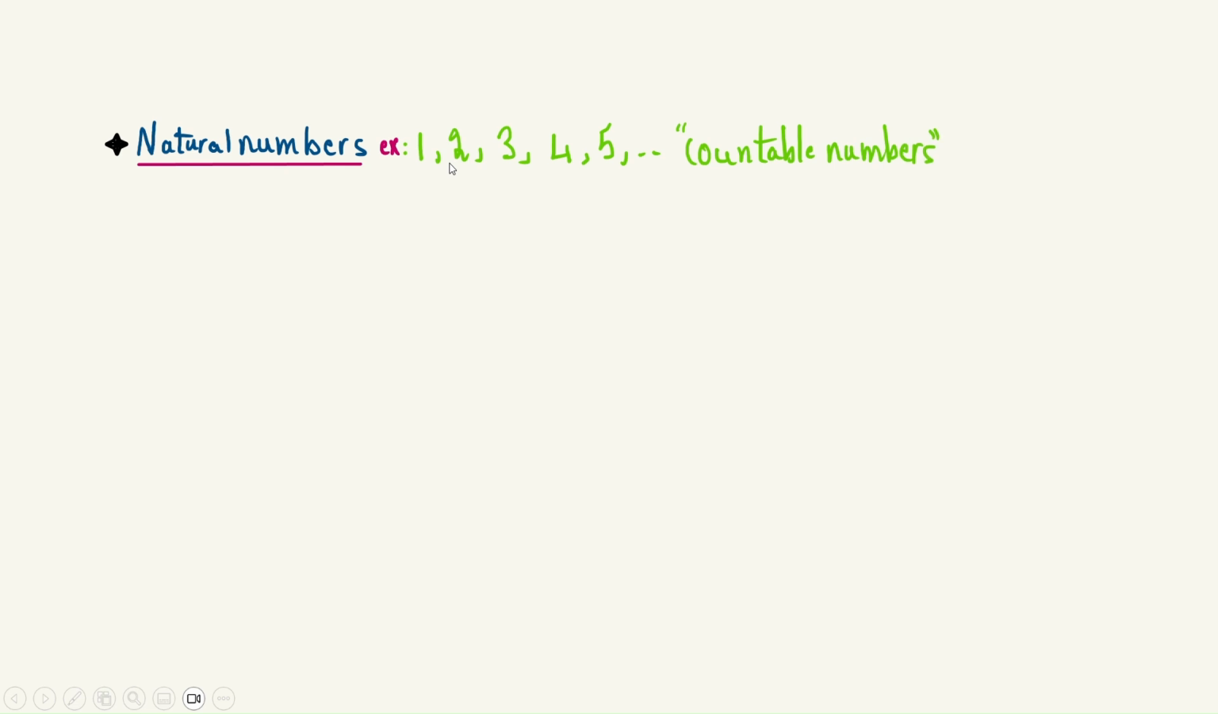Now, let's move on to natural numbers. Examples: 1, 2, 3, 4, 5, 6, and 1000, and so on. We call them countable numbers. They are all the positive numbers. 0 is not a natural number.